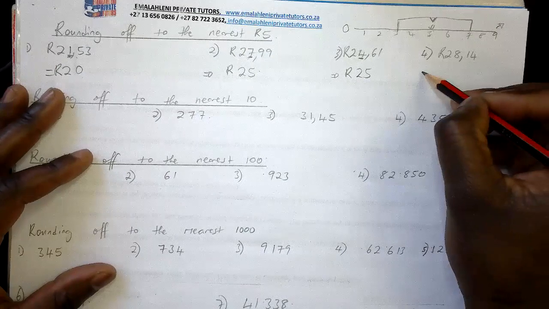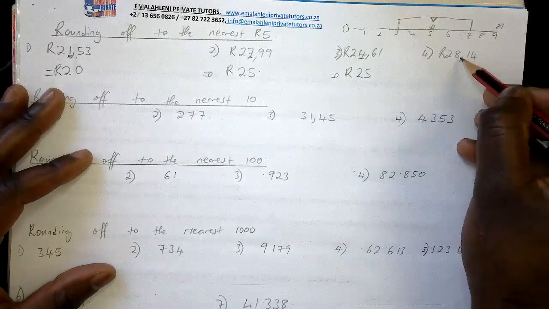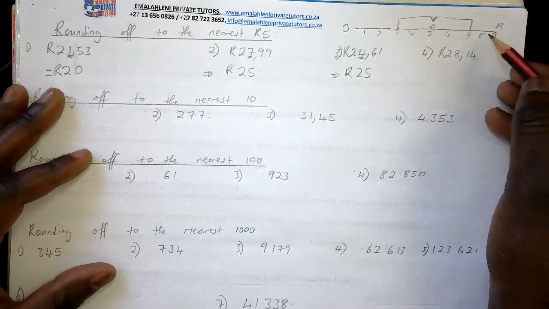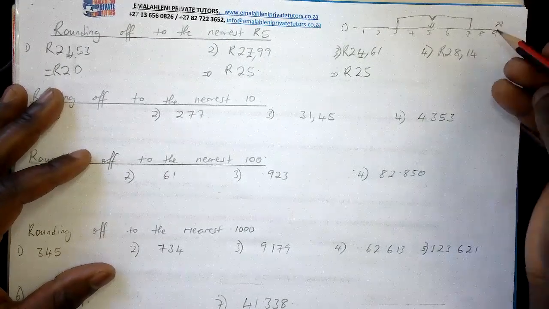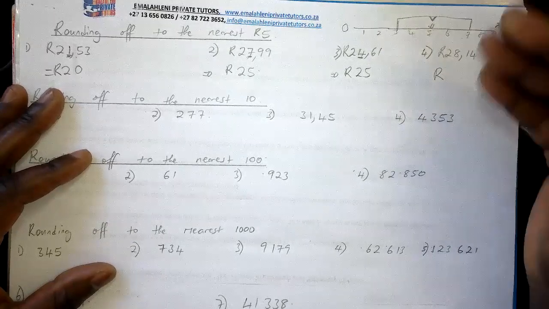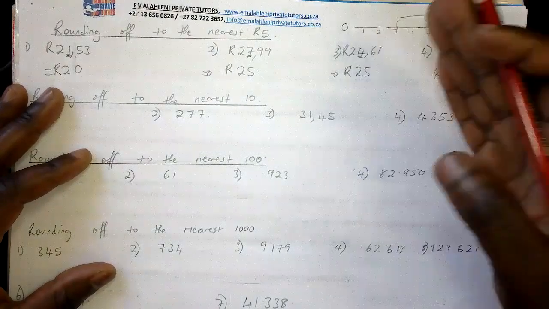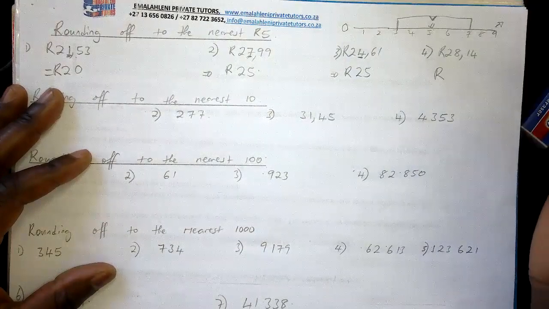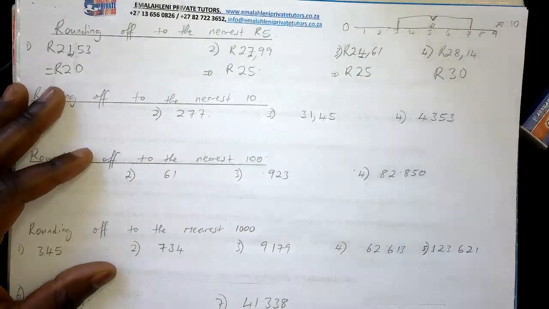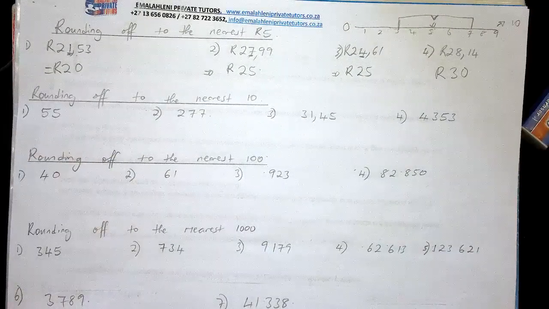Then here we have got 28, and 28 is close to what? To the next digits, it should be 30. So here we will have 30 rand, because remember, it's either 0, 5 or 10. That's what we have here. So when you have got 28 rand, we actually have 30 rand. That's what we're simply saying here.